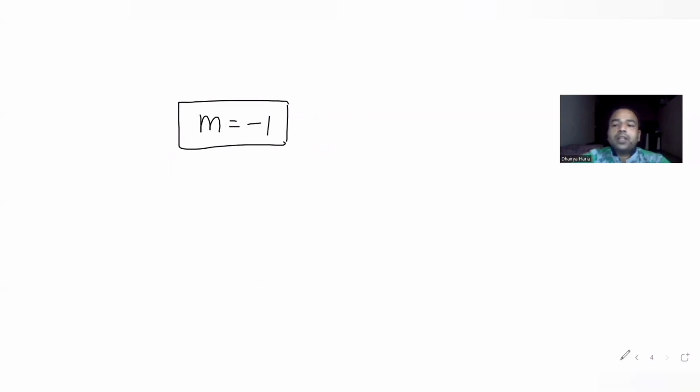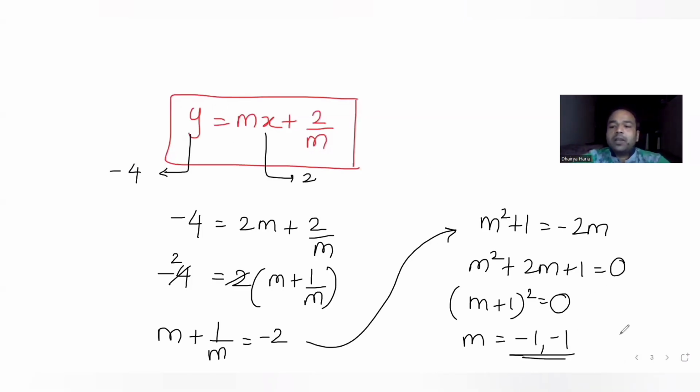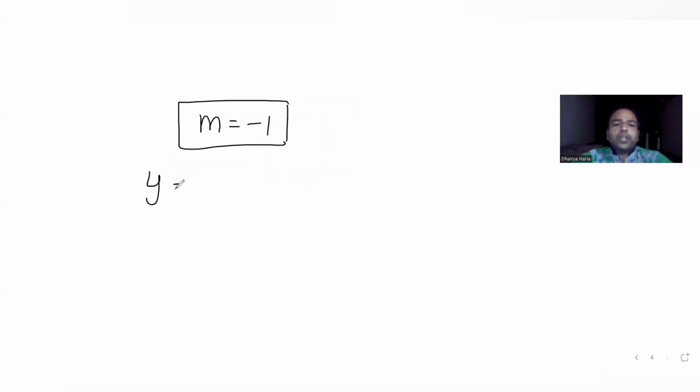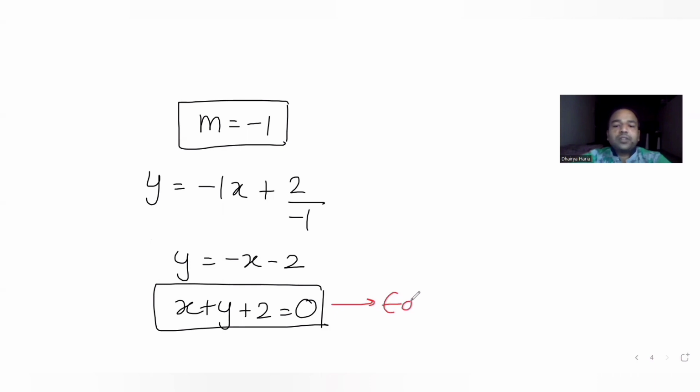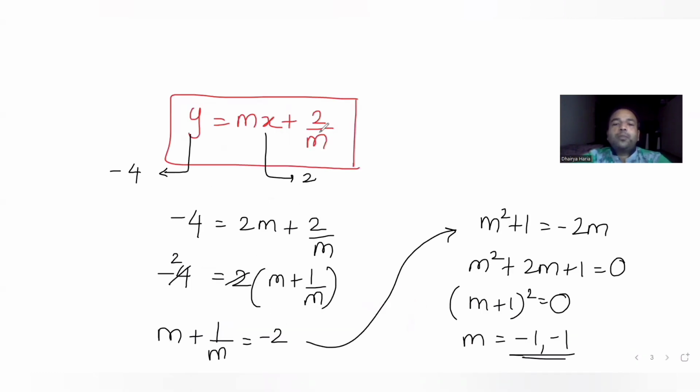So if I put that in the equation of the tangent, I get the equation of the line turning out as y equal to minus 1 times x plus 2 upon minus 1. That is y equal to minus x minus 2. If I take it to the other side, I get x plus y plus 2 is equal to 0. That is the equation of the tangent which is drawn to the parabola at the point (2, -4).